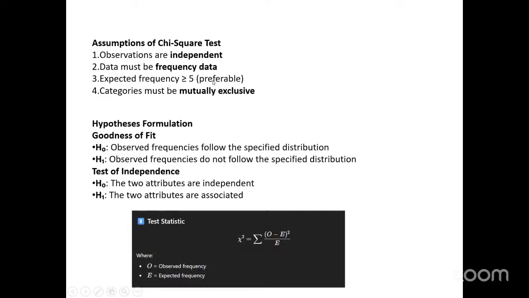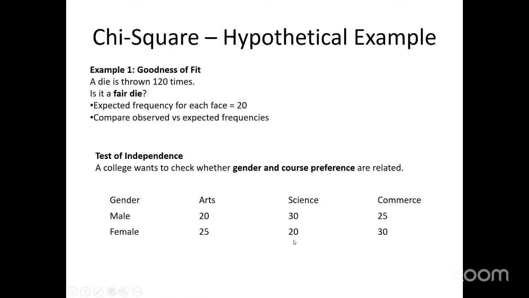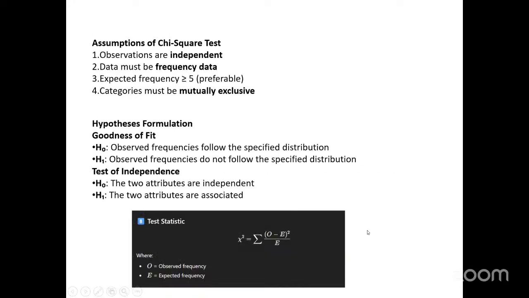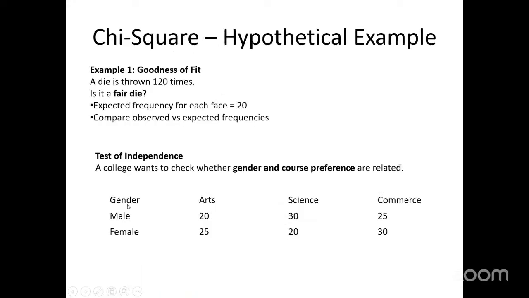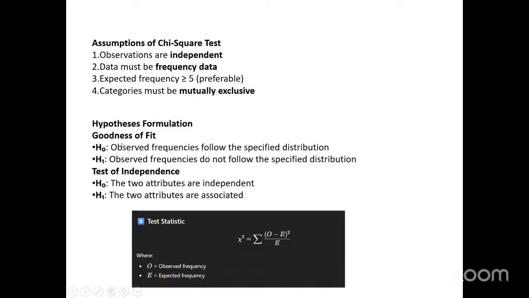The data must be frequency data. You can see here the frequencies, this part. Expected frequency preferably greater than or equal to 5. Categories must be mutually exclusive, like no overlapping. A person cannot be in male and female at the same time for this case. There must be another category for non-binary or something like that. A person cannot be considered as male or female simultaneously. Non-overlapping, mutually exclusive must be there.